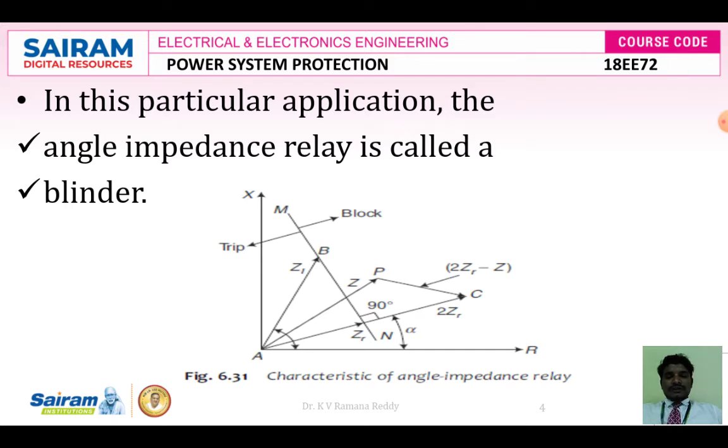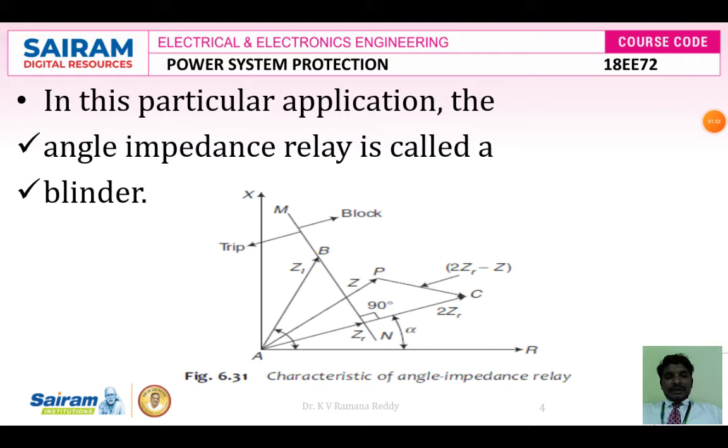That means if you see the following figure, this figure shows the characteristics of an angle impedance relay, where on the x-axis we have taken the R axis and on the y-axis we have taken the reactance axis. Here the line MN is perpendicular to the line PC. If the characteristic lies before the MN line, then the relay will generate the command signal towards the circuit breaker.